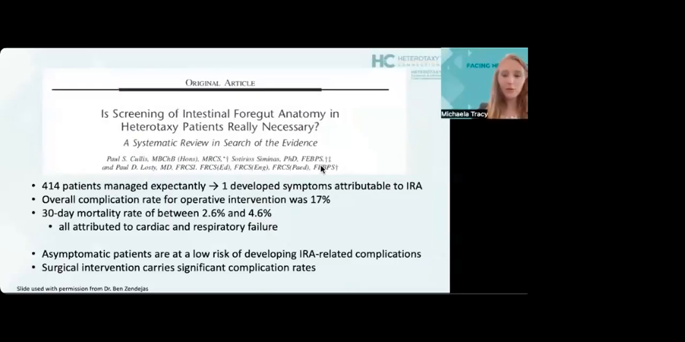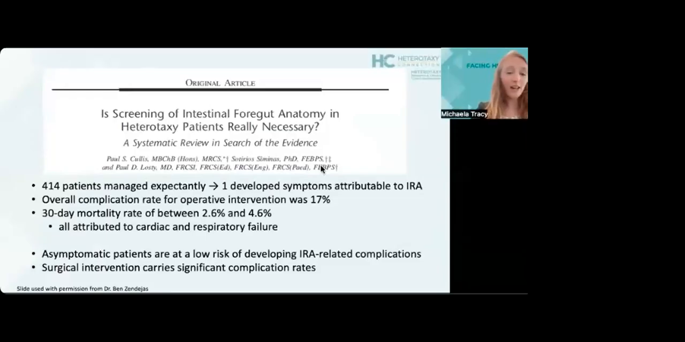So there have been a few systematic reviews done. This one was looking at whether screening for malrotation in heterotaxy patients is really necessary. It followed 414 patients who were managed expectantly, meaning they were not screened, just watched to see what happened to them. Of that 414, one singular patient went on to develop a symptom attributable to an intestinal rotation anomaly. On the other hand, there was a screening group where kids were screened once they knew they had heterotaxy. Among that group, 53% ended up with a Ladd's procedure, and the overall complication rate was 17%, which is quite high.